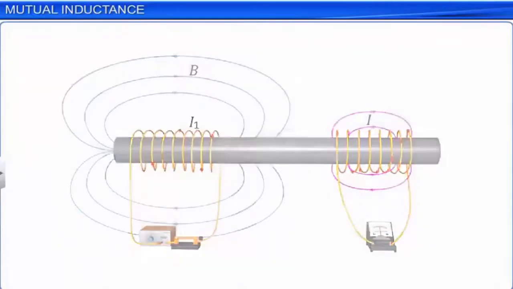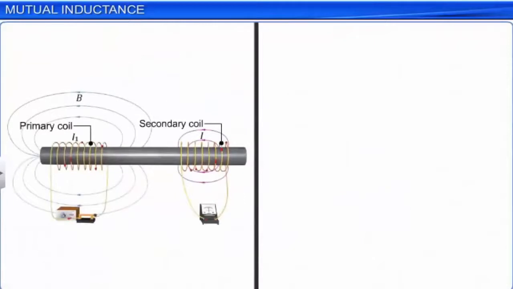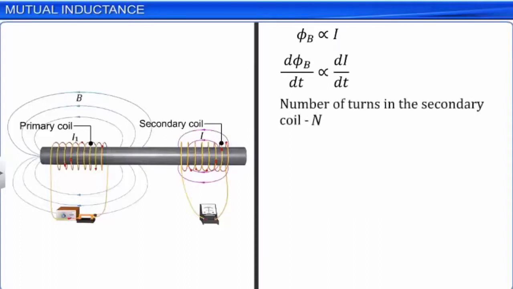The magnetic flux in the secondary coil, phi b, is directly proportional to the current I in it. The variations of the current in the secondary coil are directly proportional to the variations in the magnetic flux. Thus, the rate of change of flux is directly proportional to the rate of change of current. Let the number of turns in the secondary coil be n. Hence, the net flux change in the secondary coil, n phi b, is directly proportional to I.